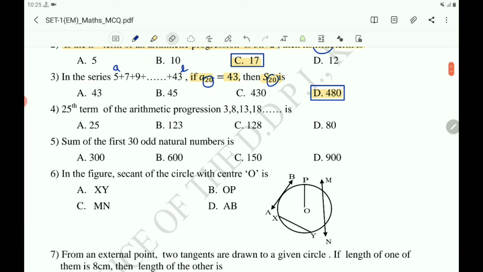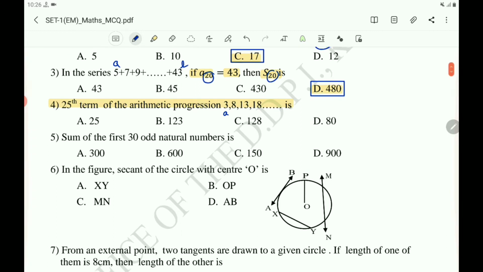Then you take the next question, the fourth question. The 25th term of the arithmetic progression 3, 8, 13, 18 and so on is. Here we get A and D. A is 3 and D is 8 minus 3. So A equals 3, D equals A2 minus A1, that is 8 minus 3, which equals 5.